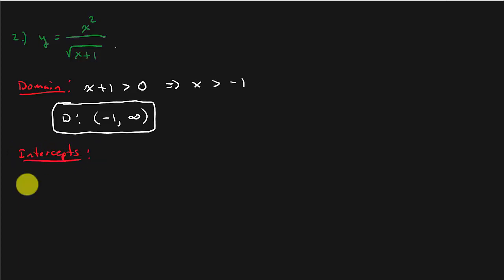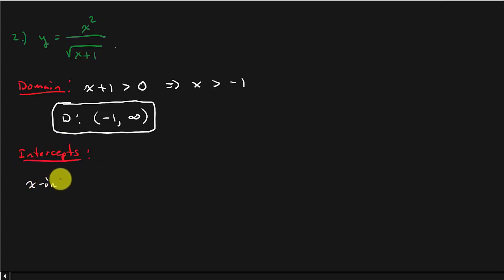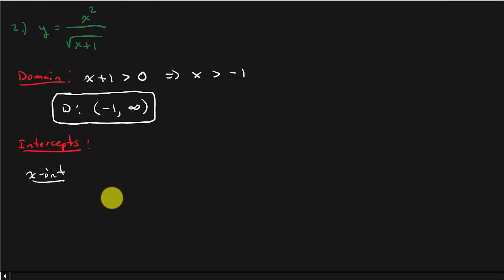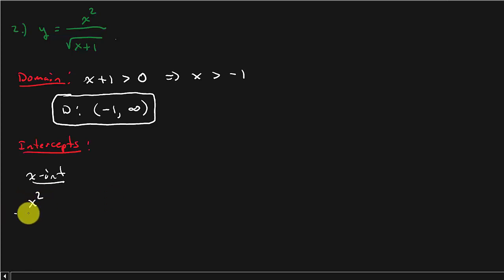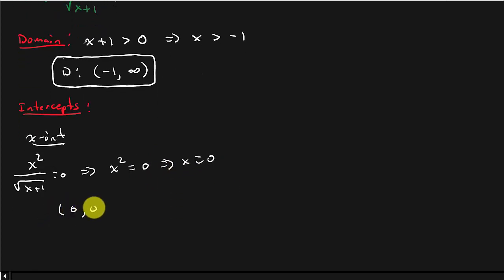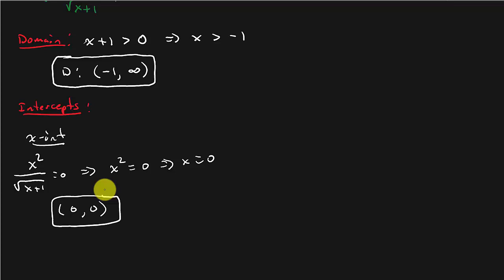So let's find the x-intercepts first. All right, so for the x-intercepts, that is where x squared over the square root of x plus 1 equals 0. And we know this is 0 when x squared equals 0. So that tells us x is 0. So our x-intercept is (0, 0). Remember, to find your x-intercepts, you just set the function equal to 0 and solve for x.